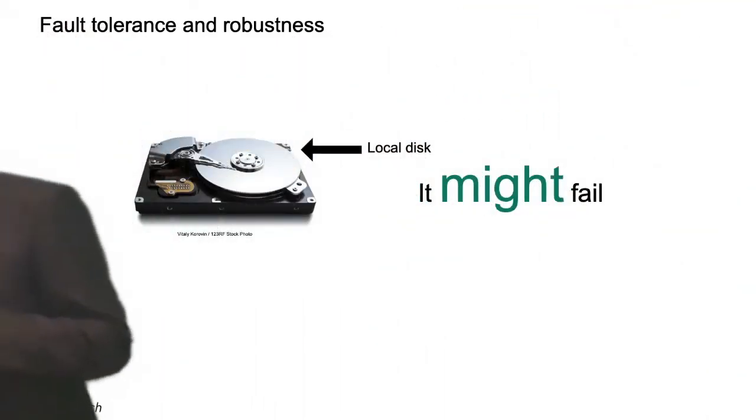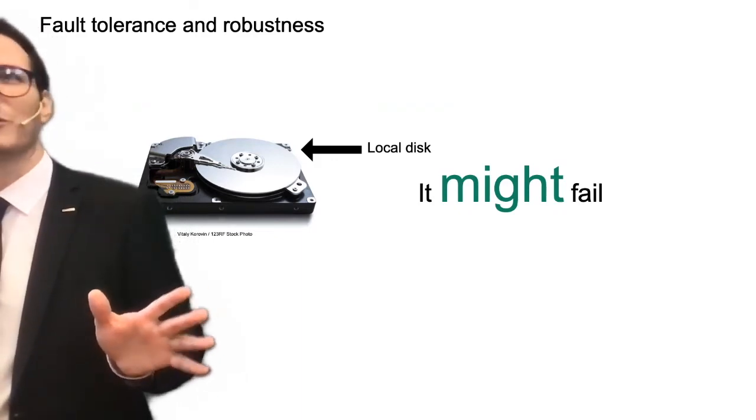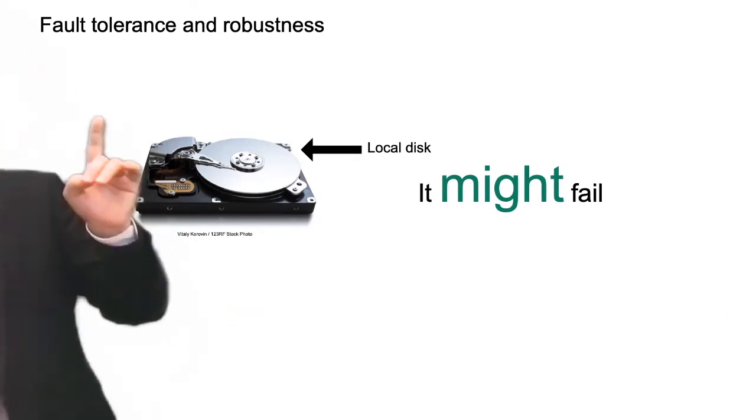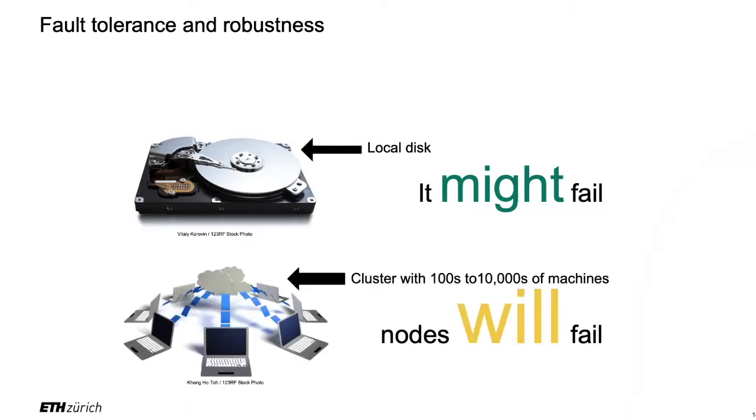Who already lost all the data on their drive because of a crash? So you see, it happens, but not everybody. It didn't happen to all of you. This is the difference between a single machine and a cluster of machines. Because in a cluster of machines, you just can be sure that the machines will fail. It's a future tense, they will fail. In fact, not only will they fail, they just fail all the time.